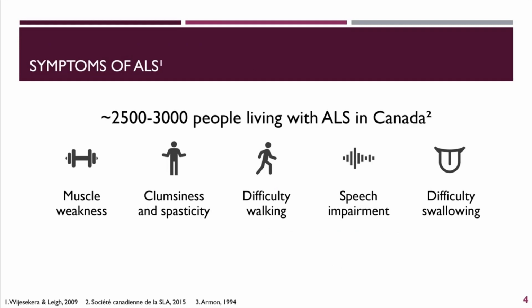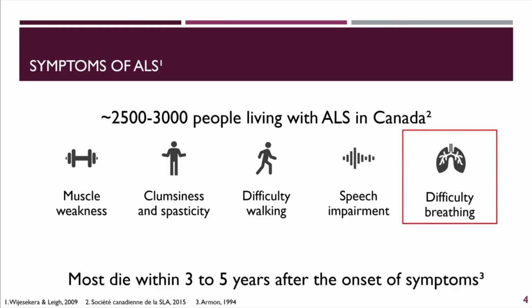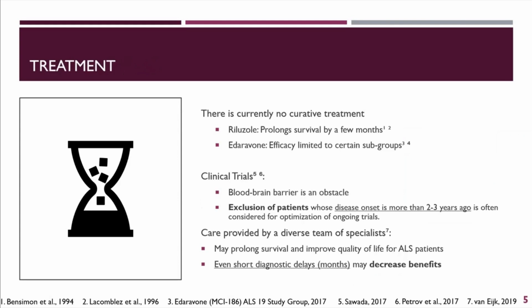And there's about 2,500 to 3,000 people that live with this disease currently in Canada. Unfortunately, most will die within 3 to 5 years after the onset of symptoms, as many will slowly have difficulty breathing, which is often the eventual cause of death. Treatment at the moment, there's nothing that's curative. There are 2 approved drugs at the moment, riluzole and edaravone. However, they only prolong life by a few months.